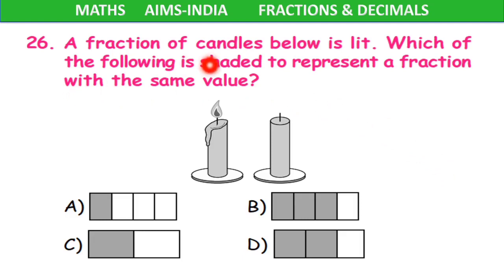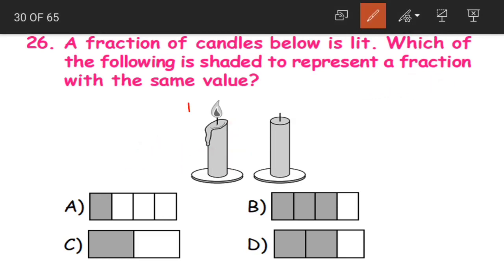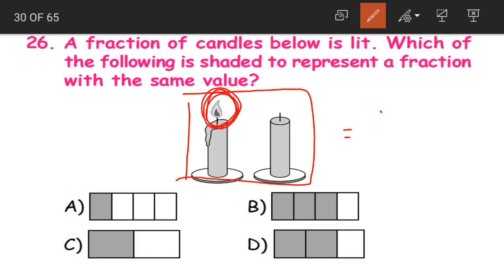Next question. A fraction of a candle shown is lit. Which of the following is shaded to represent a fraction with the same value? Here in the question we are having 2 candles, out of which one is lit. Yes, so what will be the fraction of the candle that is lit? 1 candle is lit out of 2. So 1/2 becomes the fraction.